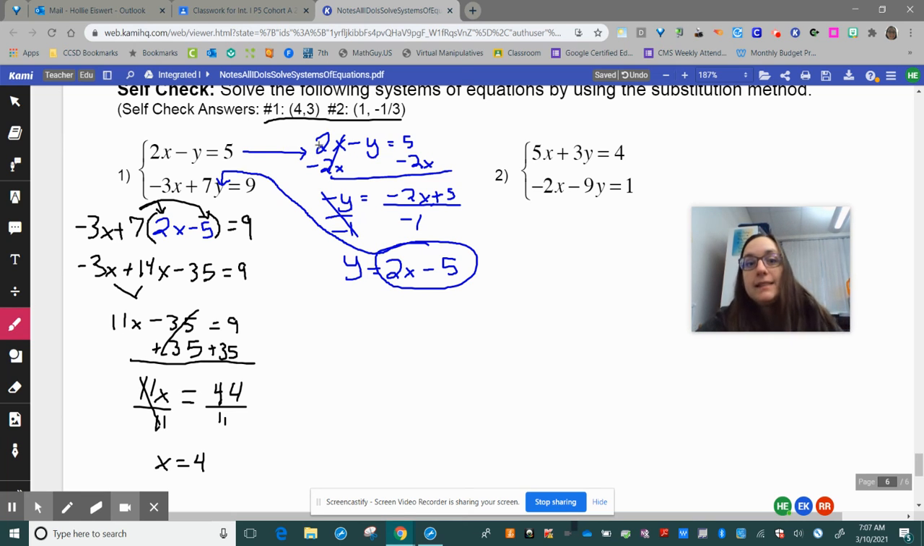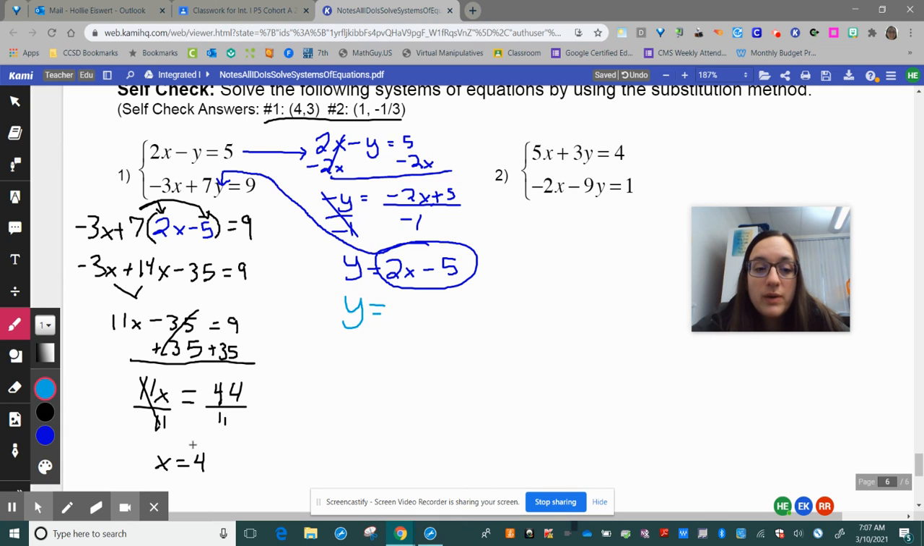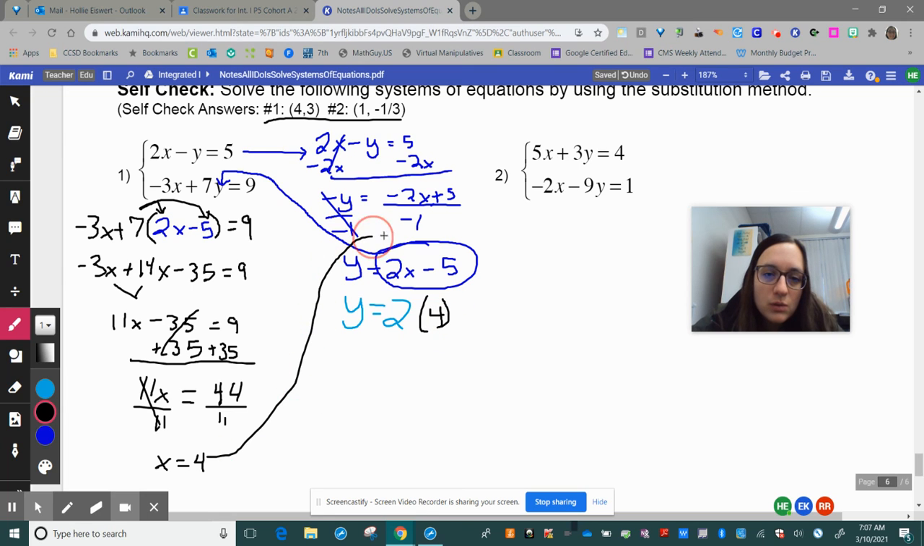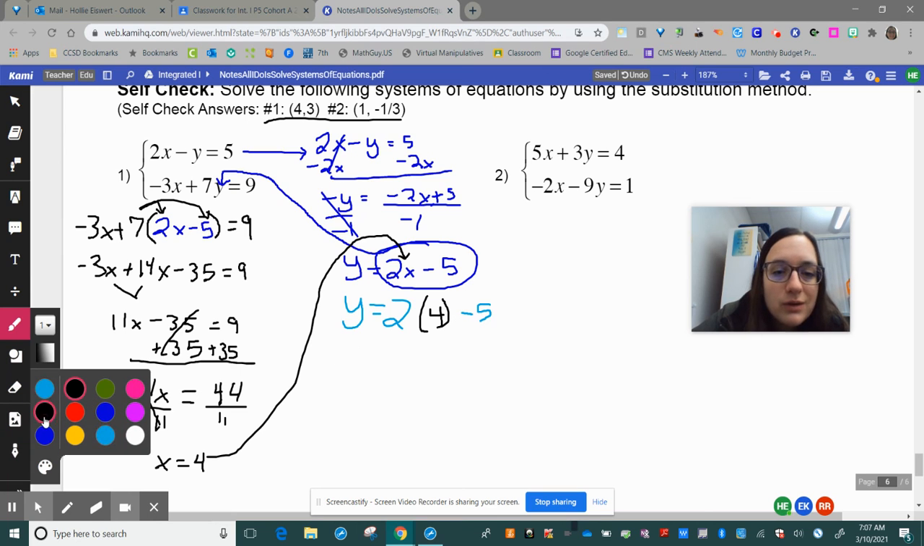Woo! To find the y, we could substitute that 4 into our first equation. We could substitute into our second equation, but it's much easier to just substitute it back into our expression over here on the right because our y is already isolated. We substitute in that 4 that we found. You can almost do that mental math without even writing it out, but I'm going to write it out because these are our notes. All right, here we go.